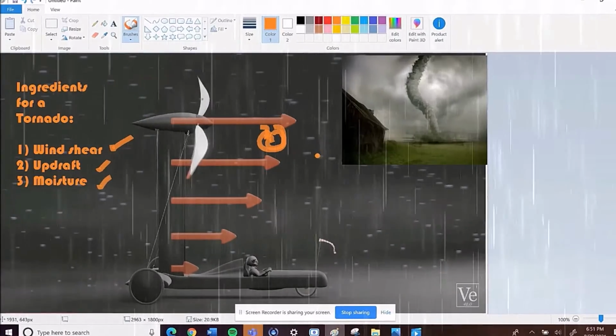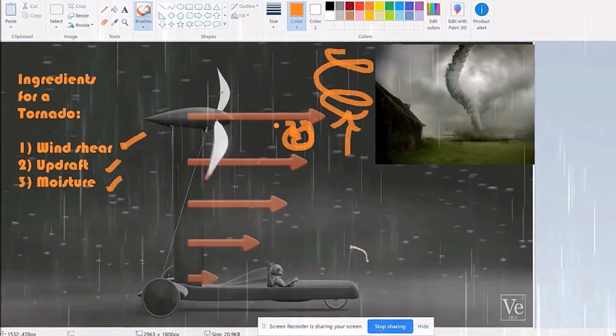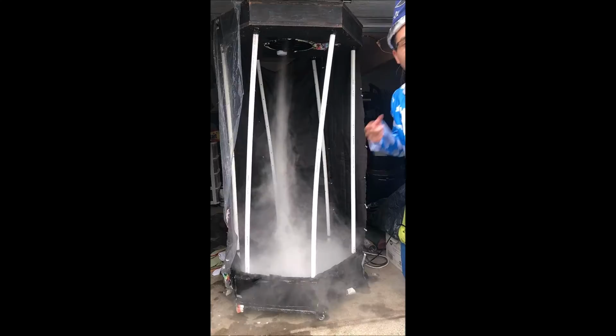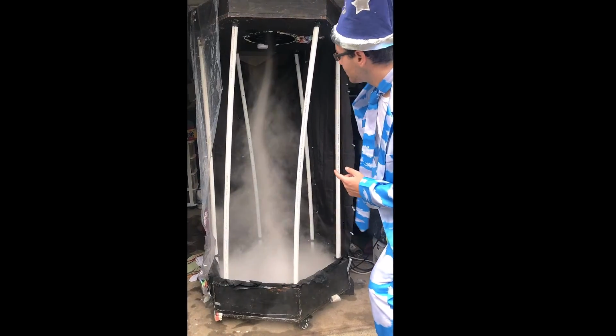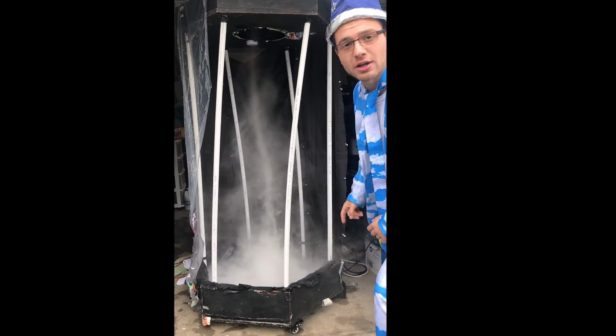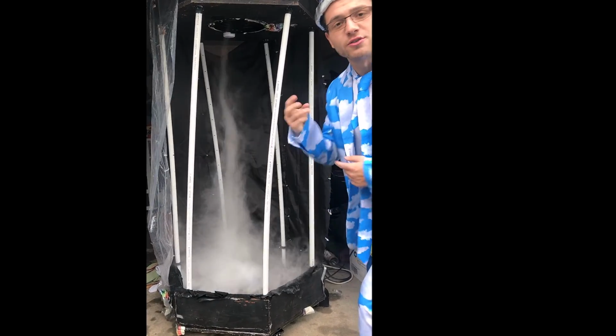The horizontally rotating tube of air gets caught in the storm's updraft and gets turned into the vertically rotating violent storm we know as a tornado. This machine takes that wind shear induced horizontally rotating tube of air, adds two window fans, PVC pipes, and an ultrasonic mister, and gives it the updraft, moisture, and rotation that it needs to form a tornado.